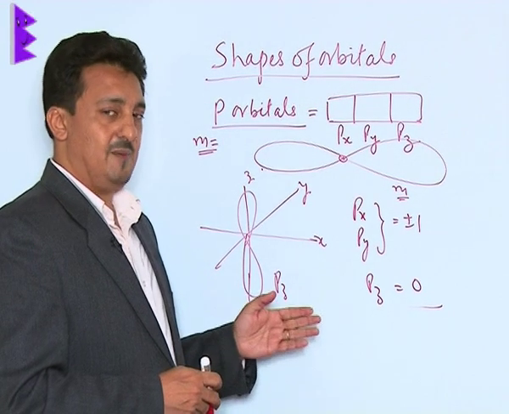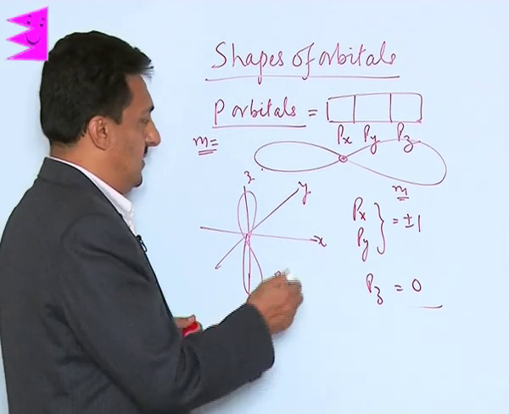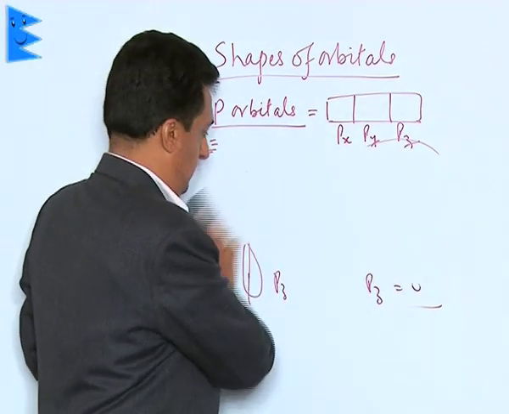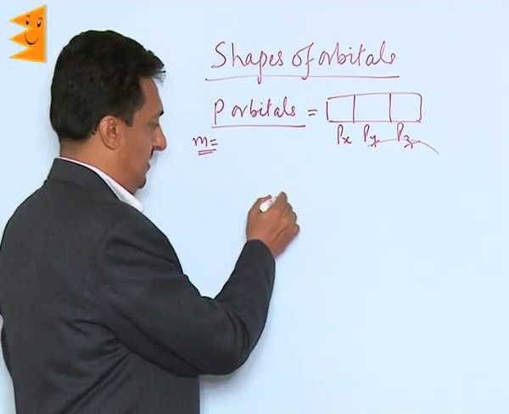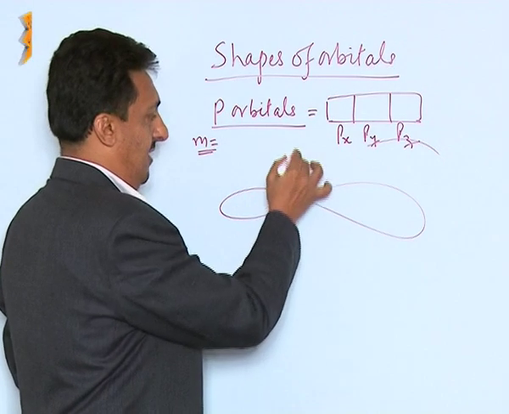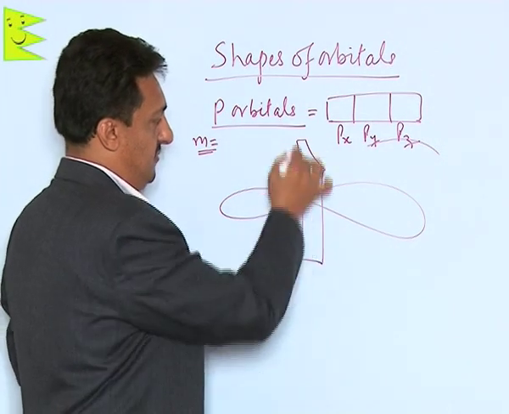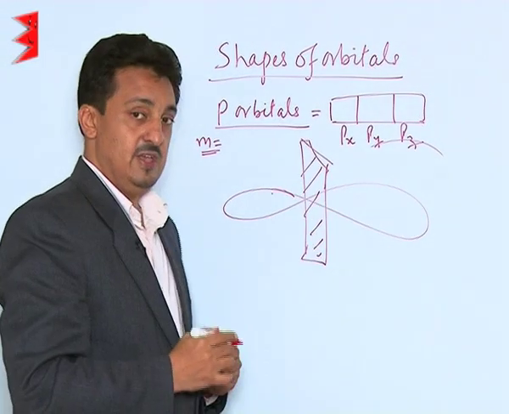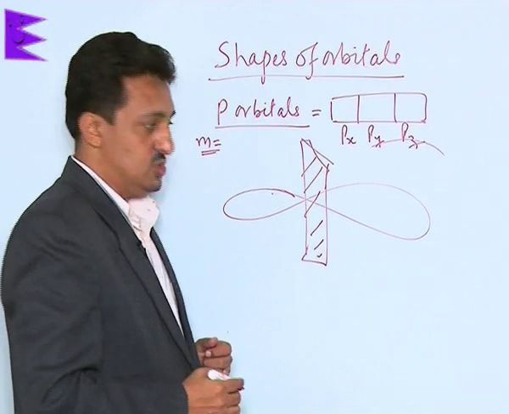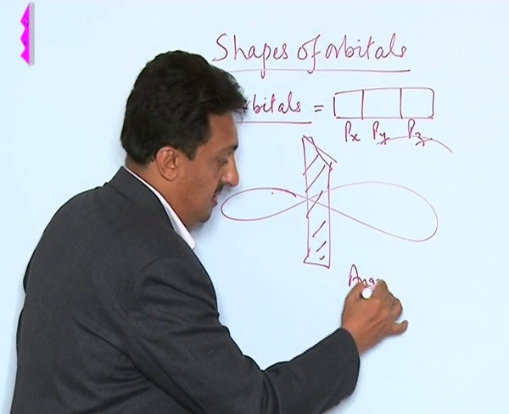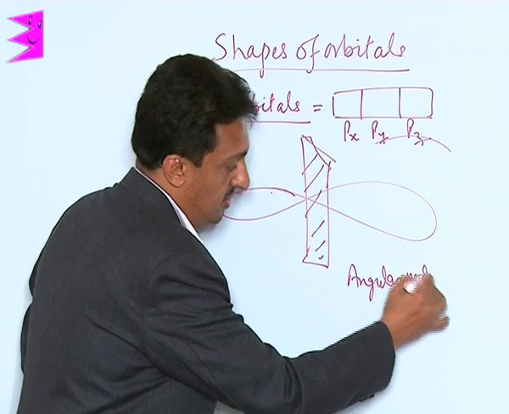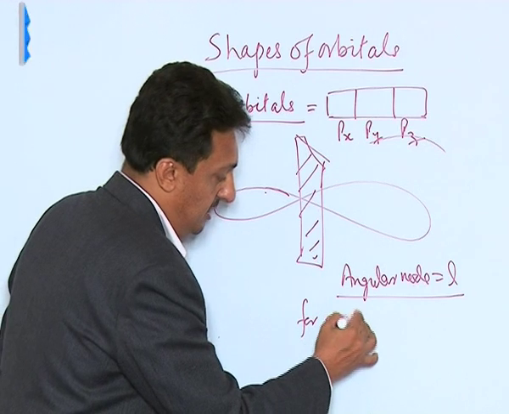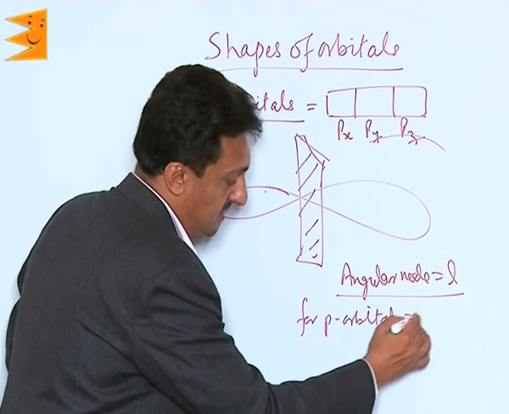Now, since these p orbitals have 2 lobes, we can clearly see this. I can draw it again so that it becomes very clear. Along this we can have a plane where the probability of finding the electron will be 0. So we say angular node, which is always equal to l, for p orbitals will be 1.